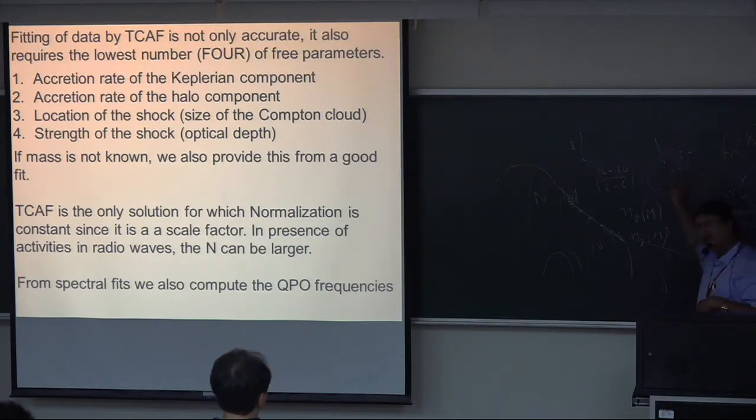But once you have a normalization for the hard state or intermediate, soft intermediate, etc., the same normalization is valid across the states, across the spectrum from day to day. This is something you don't have to worry about. That is something people worry about, which is why other models have a lot of parameters. We don't have a parameter because we have no scope to add one. There is no place where you can fudge it in. And the best part is, as I said, that we can also compute the QPO frequency from the same parameters we get from the spectral fit.